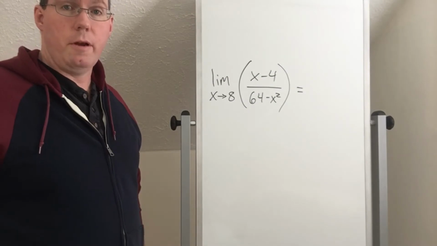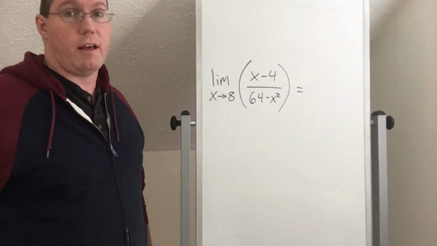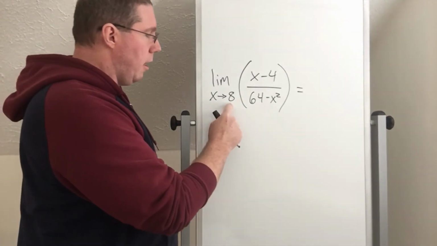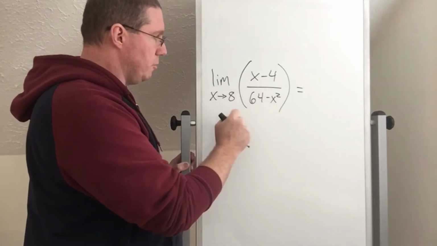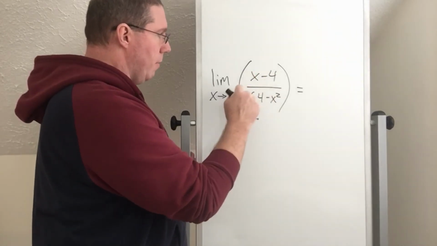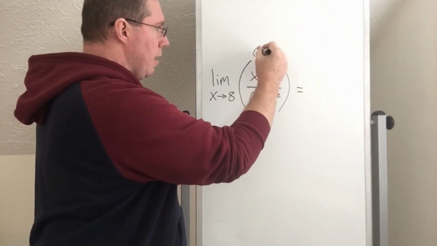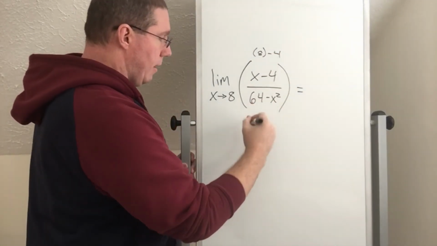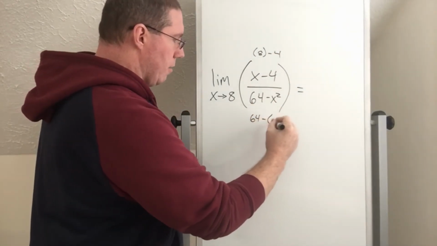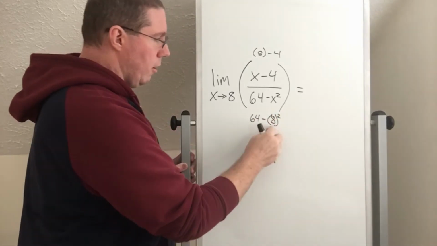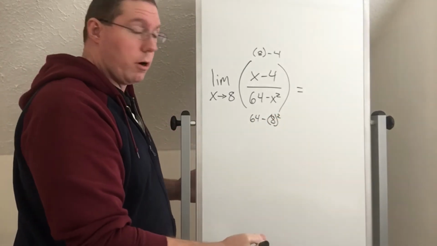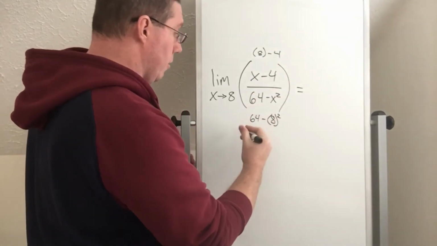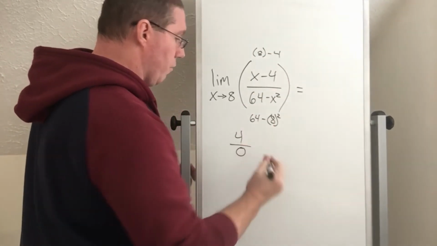All right, let's try this one. Maybe you want to pause it and try it for yourself. All right, so step 1 is we plug in our k value for x in each place. So here we'll have 8 minus 4, which is equal to 4. And then down here we'll have 64 minus 8 squared. 8 squared, that's 64, and 64 minus 64, that's 0. So what we wind up having is 4 over 0.